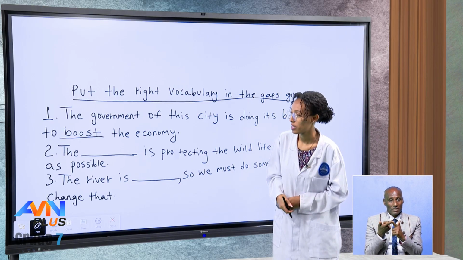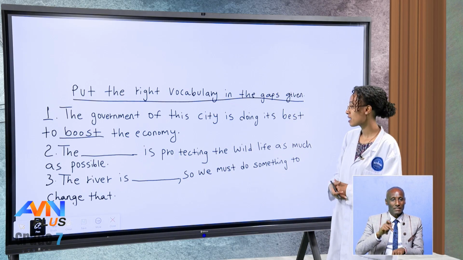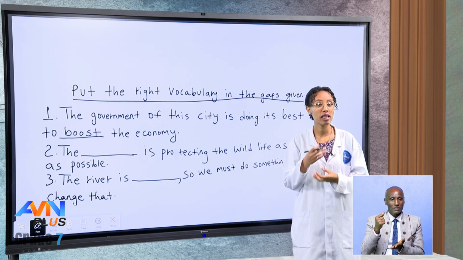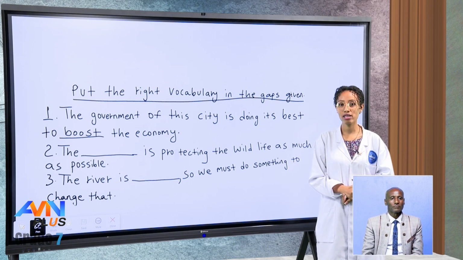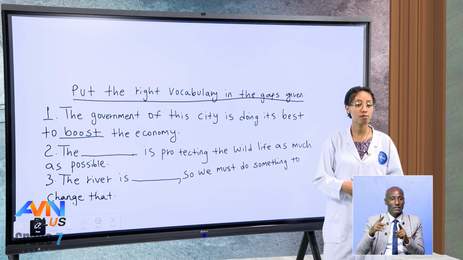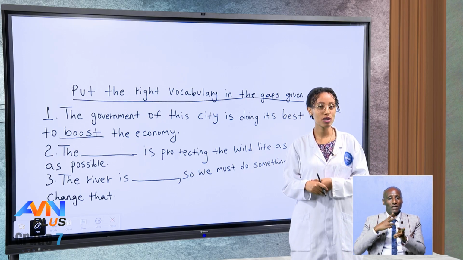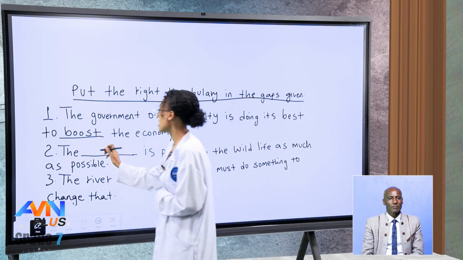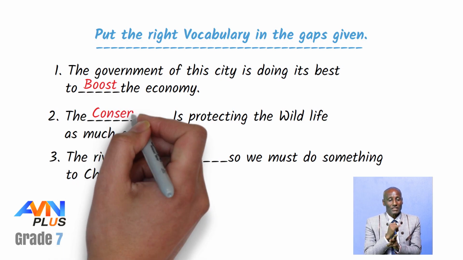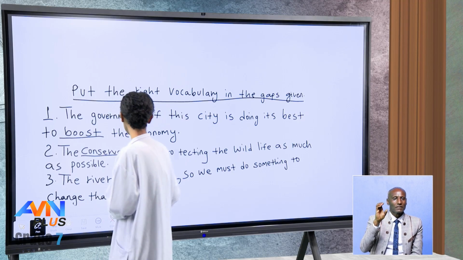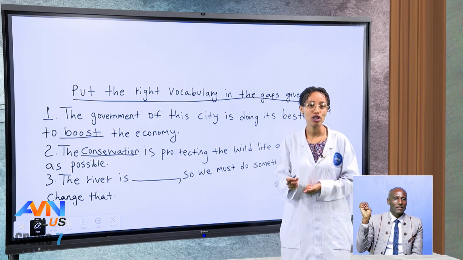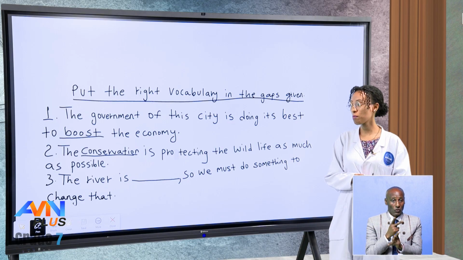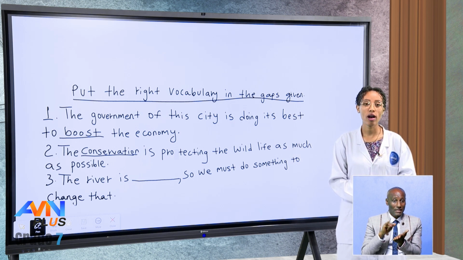The second question says the blank space is protecting the wildlife as much as possible. Again, earlier when I was explaining the meanings of the vocabularies, I talked about how different governments and different countries around the world have done so much to protect the wildlife. And what is that word? You guessed it correctly. It is conservation. The conservation is protecting the wildlife as much as possible is the answer. So conservations, remember this for next time, are places that protect the wildlife.